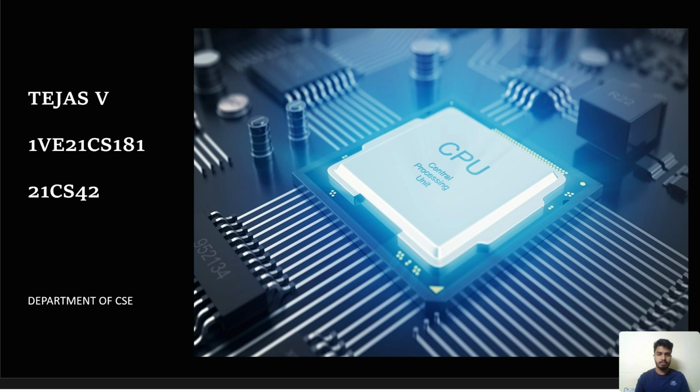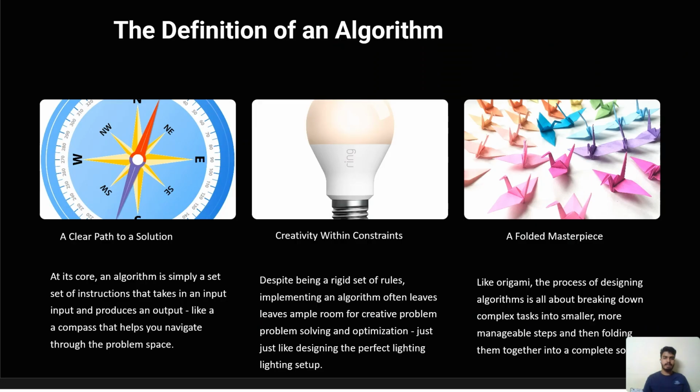Today we are going to learn about a topic from design and analysis of algorithms. Let us now understand what we mean by algorithm. The definition of an algorithm is as follows: a clear path to a solution. At its core, an algorithm is simply a set of instructions that take in an input and produce an output, like a compass that helps you navigate through the problem space.